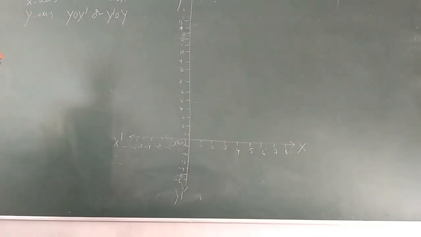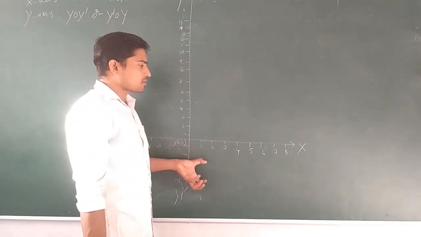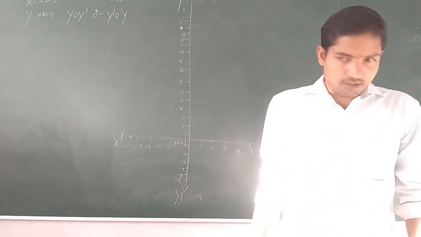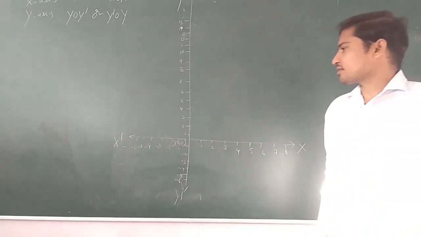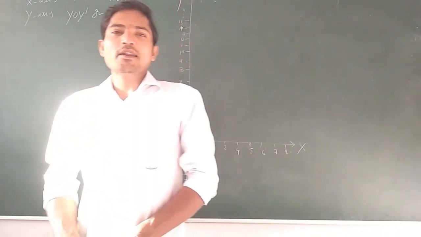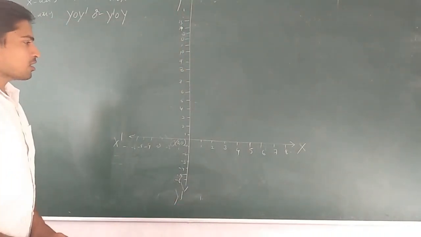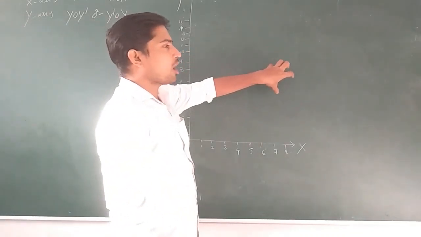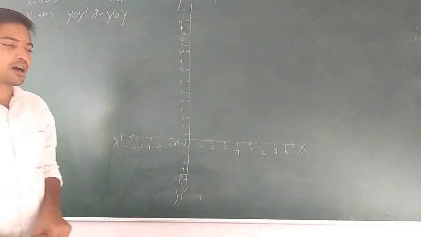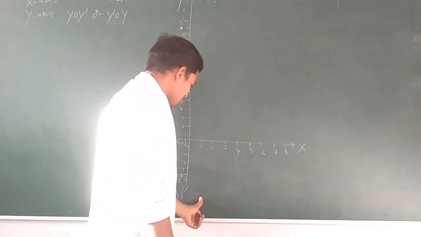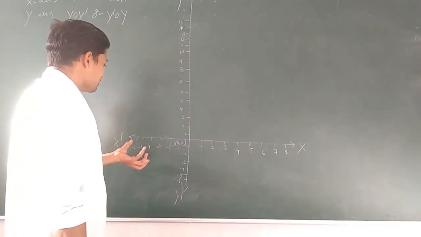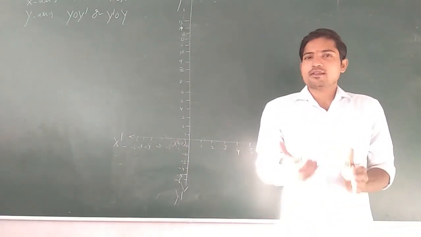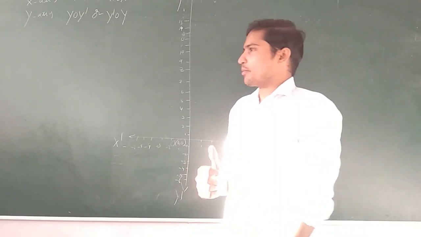Here, these x-axis and y-axis are called coordinate axes, which are on a plane. This plane is a Cartesian plane. Here, the x-axis and y-axis together form a plane. That plane is called a Cartesian plane.